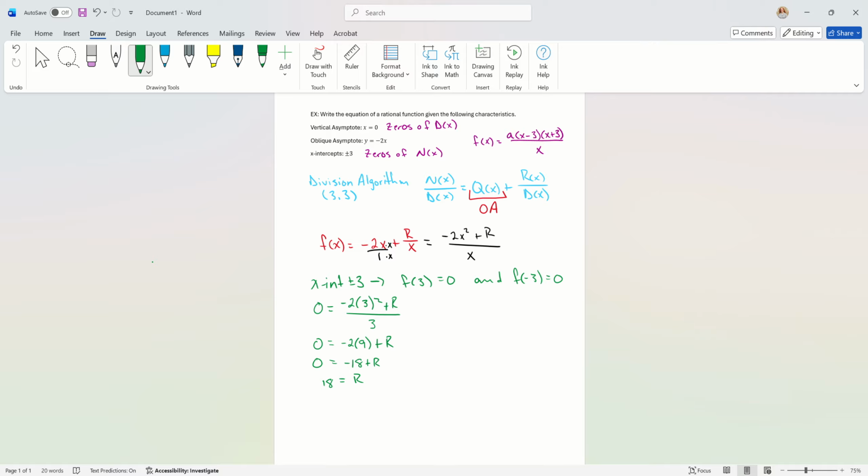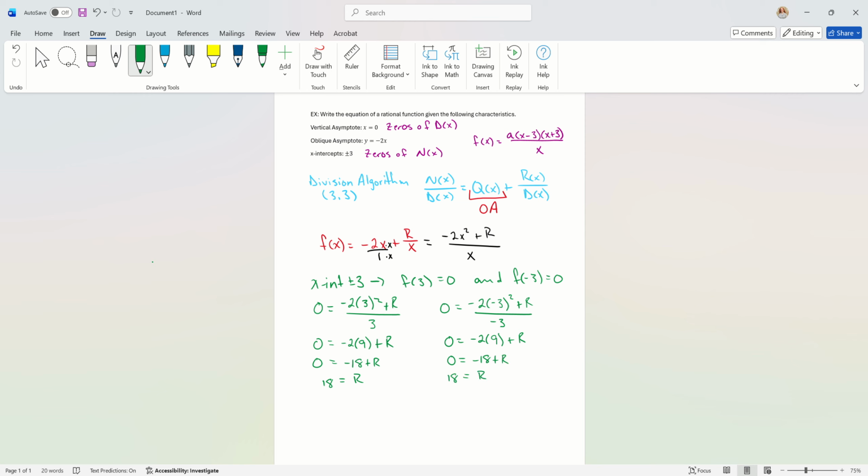Now, if I do the same thing using f of negative 3 equals 0, let's make sure we get the same r. So 0 equals negative 2 times negative 3 squared plus r all over negative 3. I can multiply by negative 3 on both sides. 0 equals negative 2 times, I'm going to simplify negative 3 squared to be 9, plus r. Again, we're going to have 0 equals negative 18 plus r, and r equals 18.